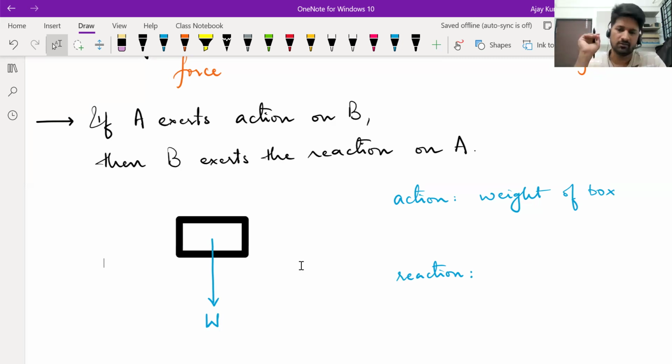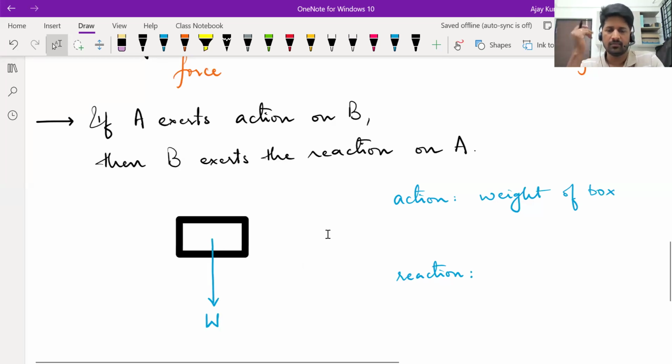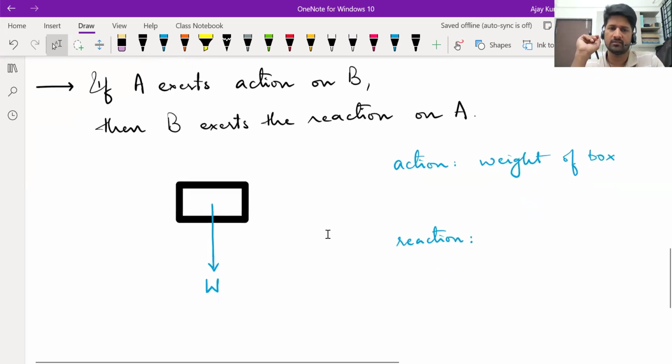Now let's come back to this question. My question was, what is the reaction to the weight of this block? And Saket, your answer is not correct. Pawan and Vanilla, can you think of any answers? Now there is no table, so there's no normal reaction. But every force should have equal and opposite reaction. Then what is the reaction to this?